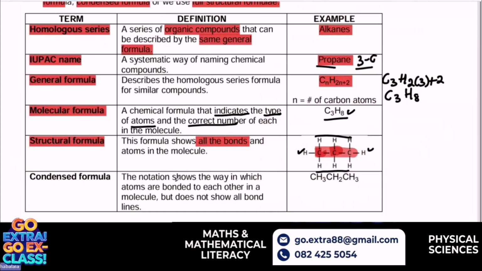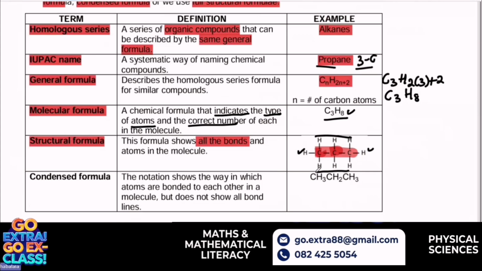The notation shows the way in which atoms are bonded to each other in a molecule, but does not show all the bonds. So this condensed formula shows us how these atoms are arranged in a molecule, their arrangement. But in this molecule also, it does not show all the bonds, just like a structural formula. But here we can show some of the bonds.